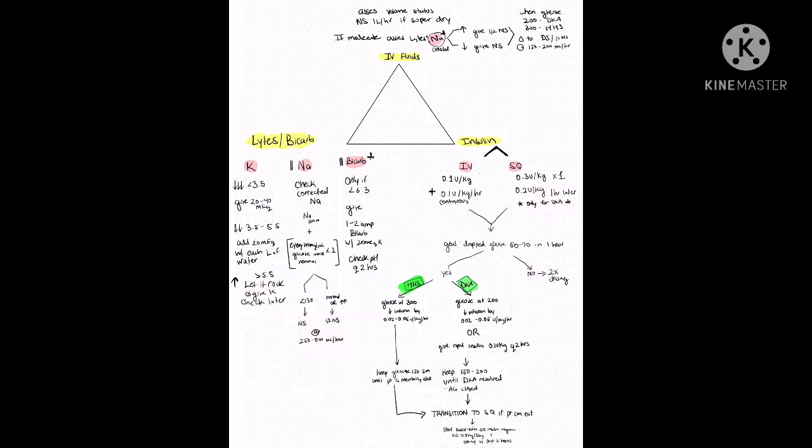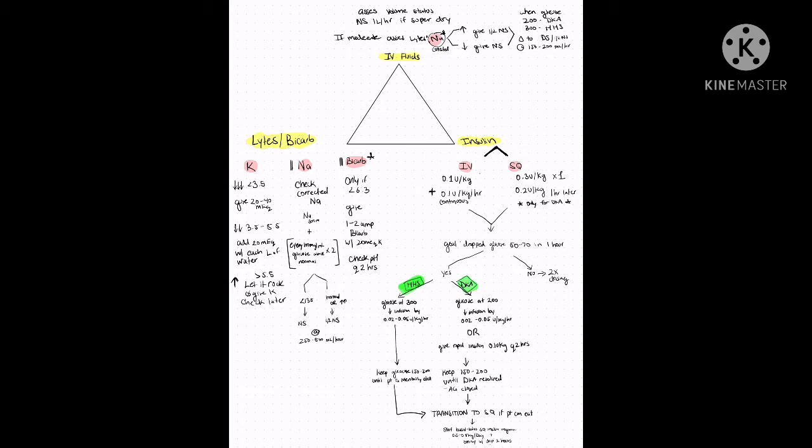Treatment of DKA and HHS focuses on 3 things: IV fluids, lytes and bicarb, and insulin. Now, the management of DKA and HHS is a little bit different from each other, but it's pretty similar and revolves around these 3 things. So the first thing you want to do is you want to assess the volume status. If they're super dehydrated, you would hit them with some normal saline, 1 liter per hour.